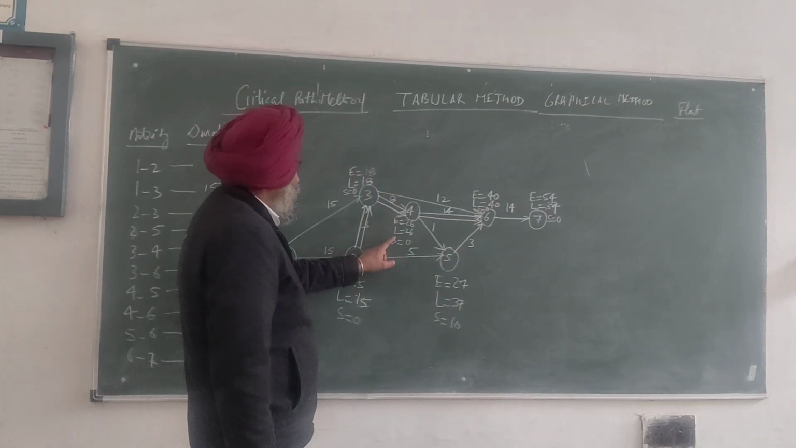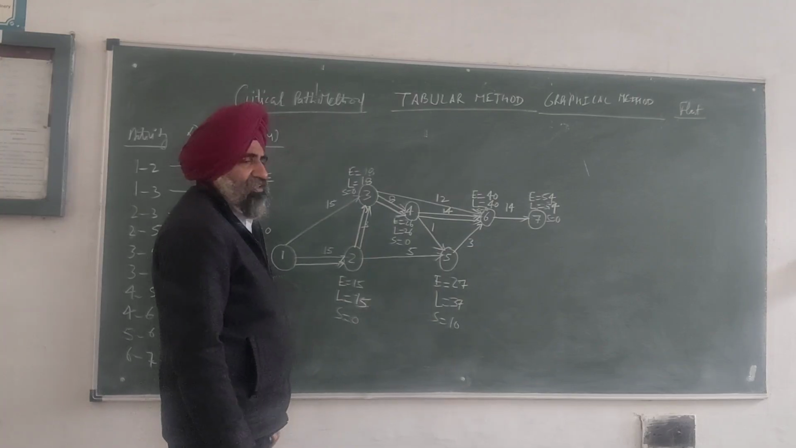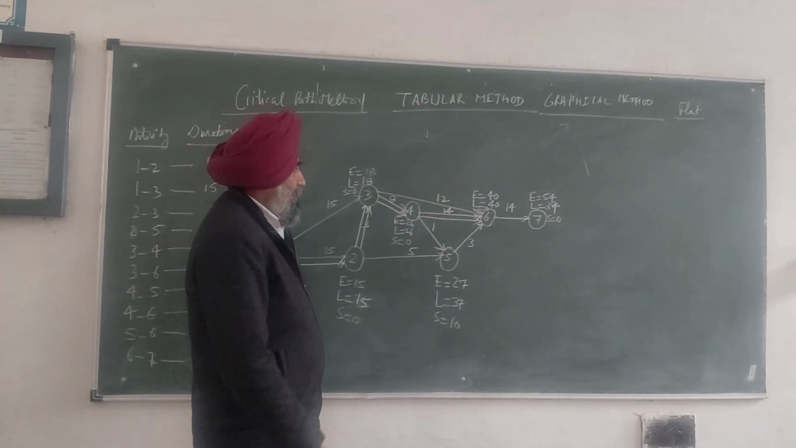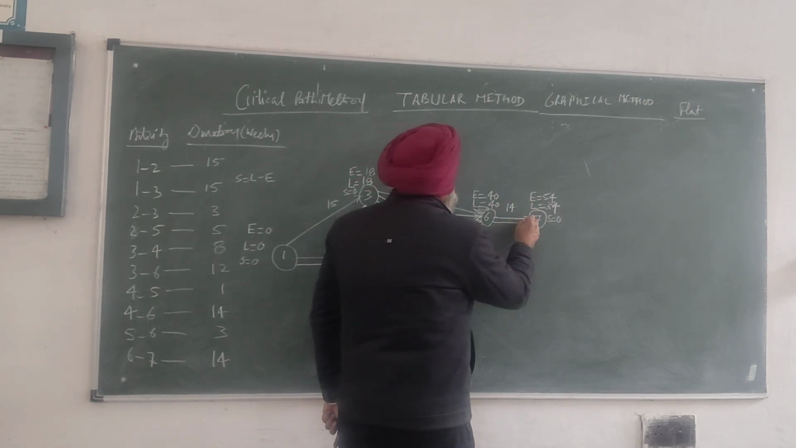Why is it critical? This is 0 here. Here at node 6, this is also 0. And 26 plus 40, this becomes 40. Similarly, here it is 0, here it is 0. And 40 plus 40 is 50.